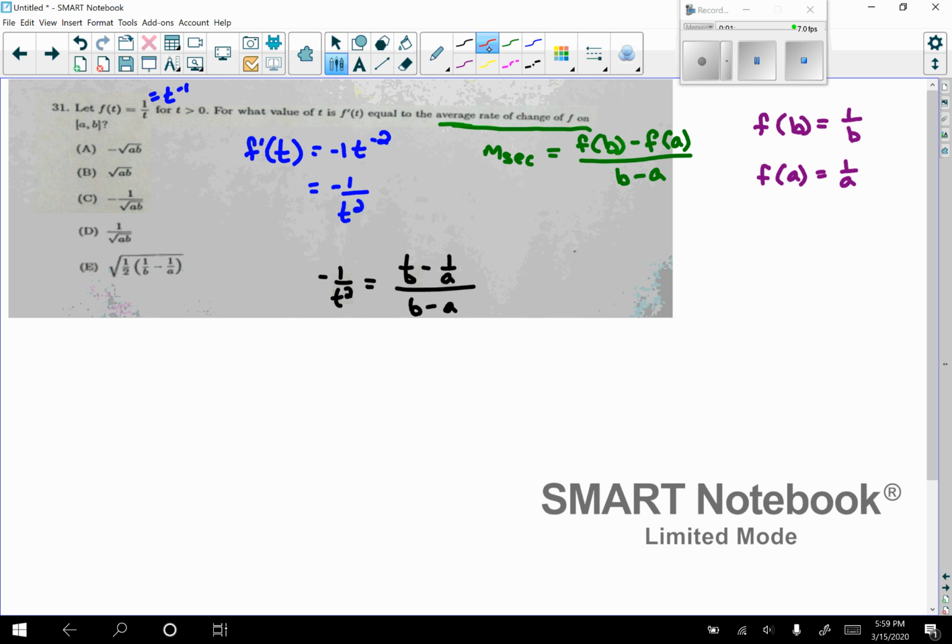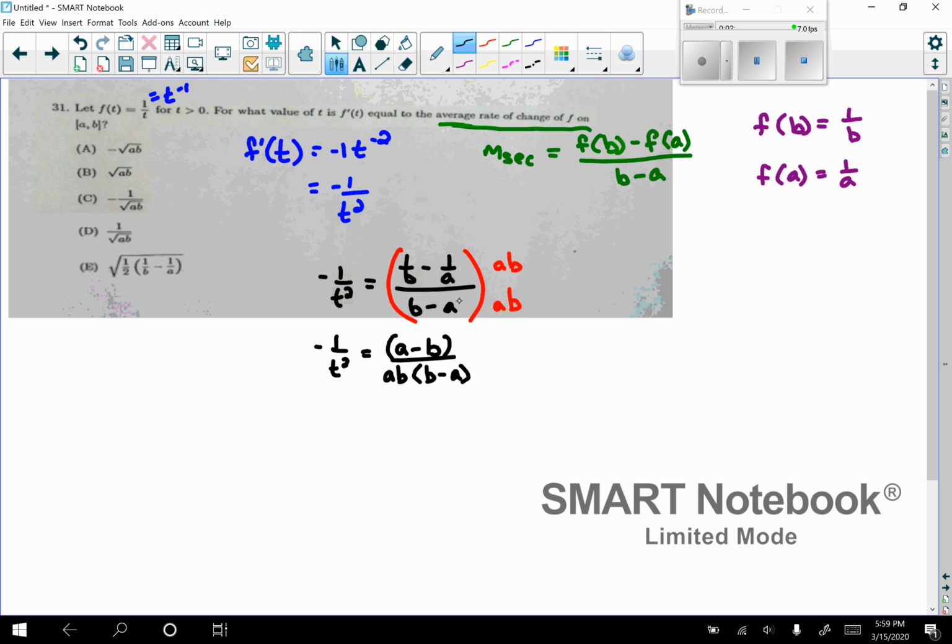I'm going to go ahead next. We could really do this at any step, but I think it's best to try it here. We're going to simplify this complex fraction by multiplying top and bottom by ab. So we get negative 1 over t squared equals a minus b up top. I'm going to leave the bottom in factored form, so ab times b minus a.